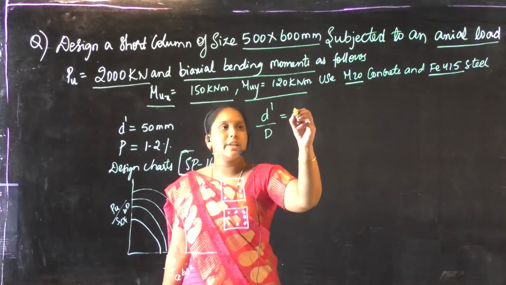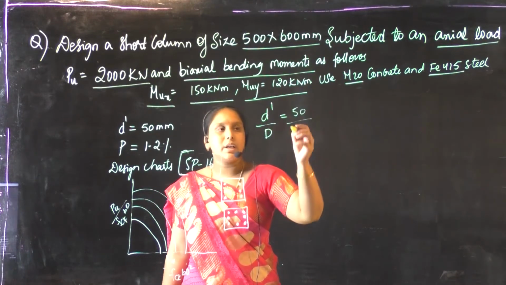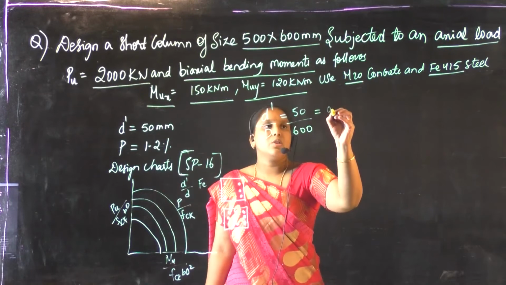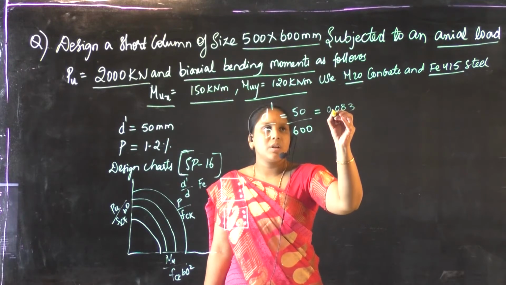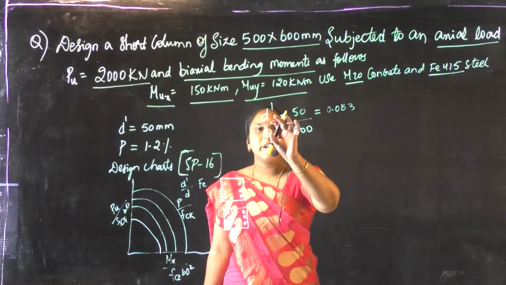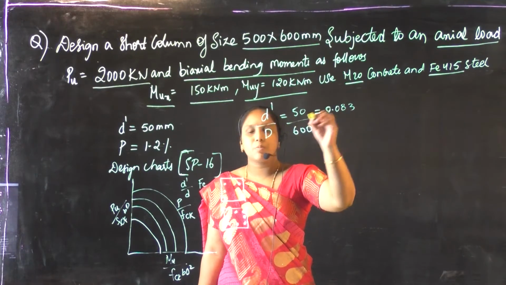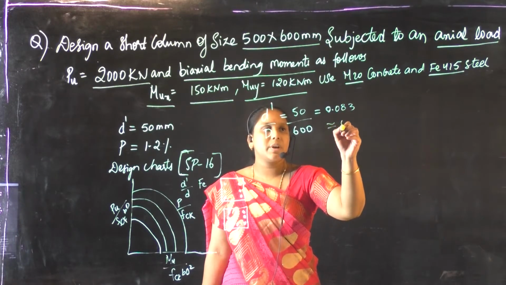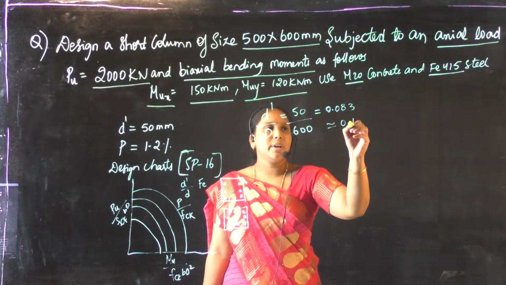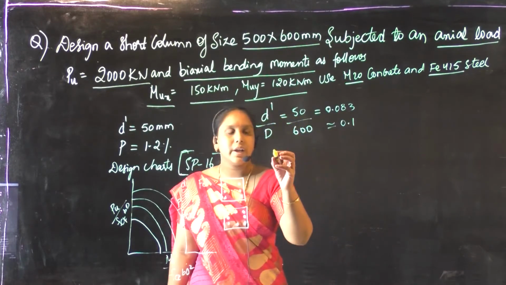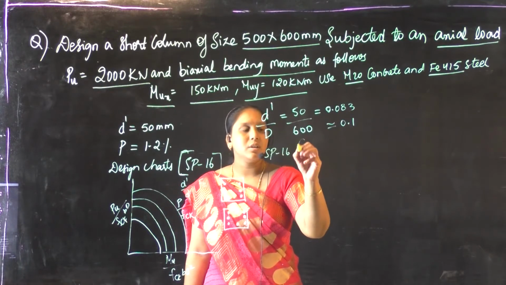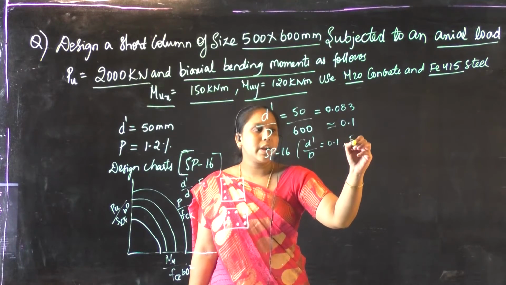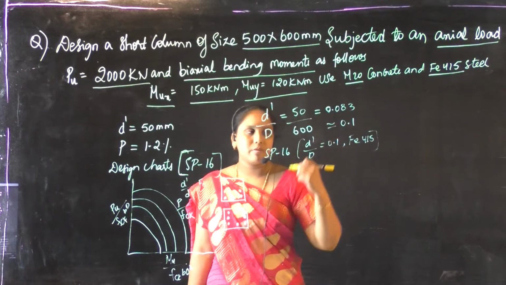So how much is d dash? d dash is 50, and D here is 600 mm. If you solve this, you'll get a value of 0.083. For this d dash by D value we have to take the corresponding chart. As 0.083 is approximately 0.1, let us take the SP 16 chart for a d dash by D value of 0.1 and the grade of steel being Fe 415.